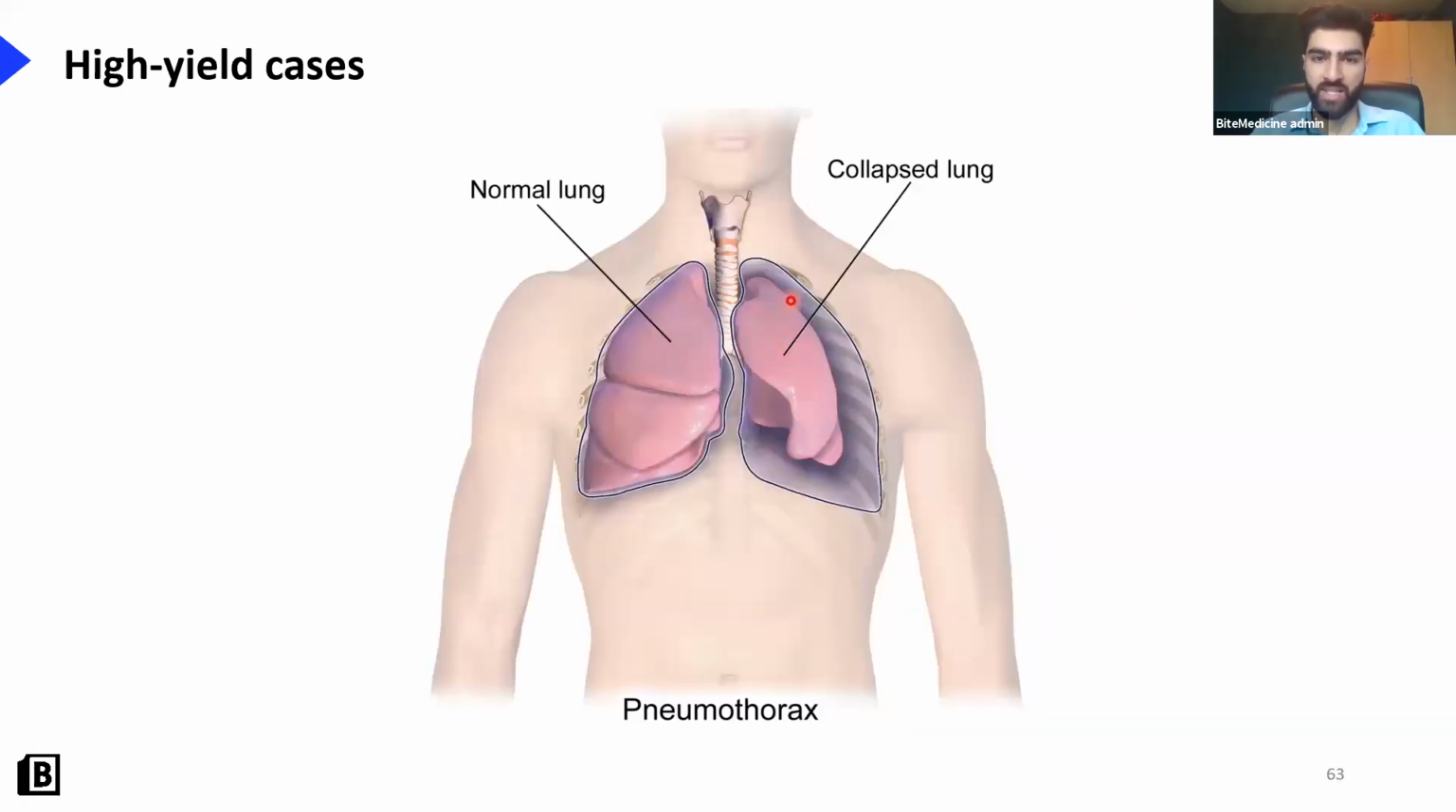What is a pneumothorax? It's just a collection of air in the pleural space. So a pleural effusion was a collection of fluid. A pneumothorax is a collection of air. And sometimes when the pressure builds up and you get mediastinal shift and compression of the heart, that's called a tension pneumothorax.